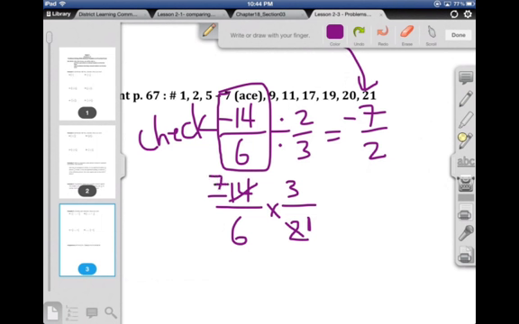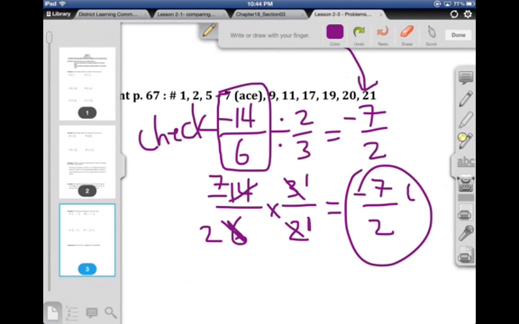3 goes into 6. 3 is their common factor. I'm dividing a 3 out. Let's make this a 1. Let's make this a 2. So I have negative 7 over 2. So this must have worked. That's what I expected to see. That's the same as the negative 3.5 we started with.